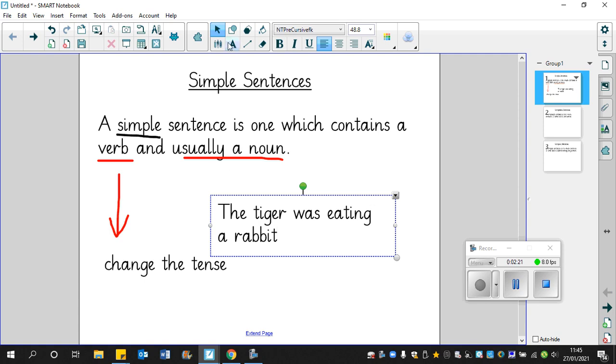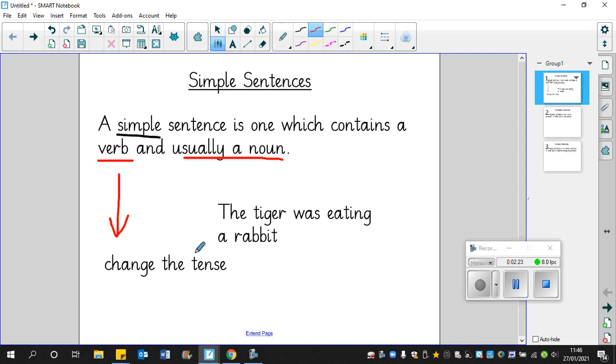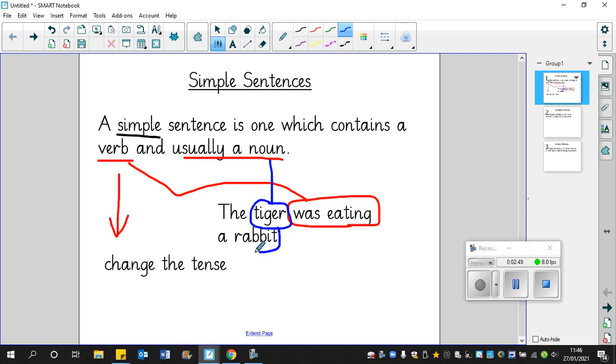Okay, so let's have a look through what the different parts of the sentence are. Well, was eating, this is the verb. Okay, so we've said that a simple sentence usually contains a verb, so that's the verb. We've said also that simple sentences contain a noun, so in this case there are two of them because there's one there and one just there.